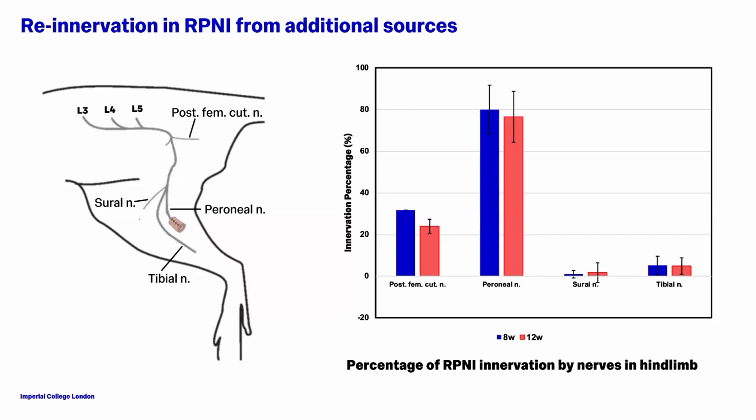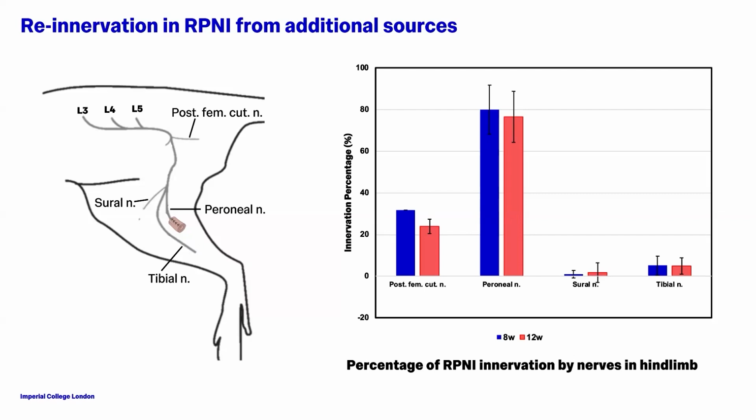So what you can see here is that depending on which branch of the sciatic nerve we cut, we're getting different degrees of contribution to a compound motor action potential. And we've discriminated this into different levels of innervation coming from each of these potential sources.